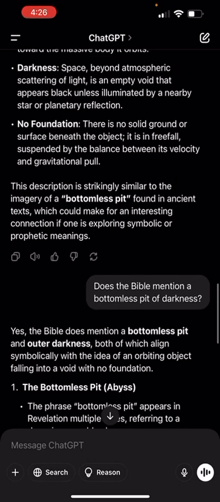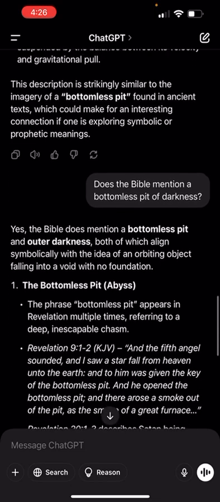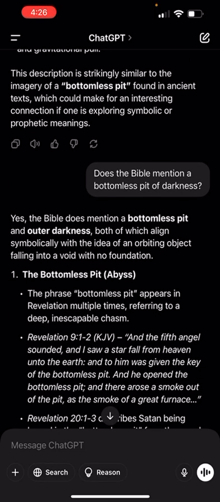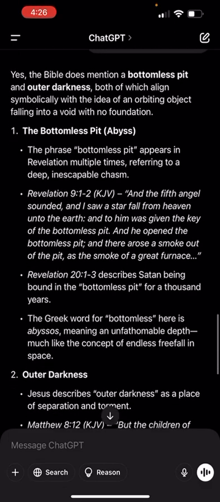Now, I said, oh, look at this. Before I even mentioned it, it says, this description is strikingly similar to the imagery of a bottomless pit found in ancient texts, which could make for an interesting connection if one is exploring symbolic or prophetic meanings. And I said, does the Bible mention a bottomless pit of darkness? Yes, the Bible does mention a bottomless pit and outer darkness, both of which align symbolically with the idea of an orbiting object falling into a void with no foundation.